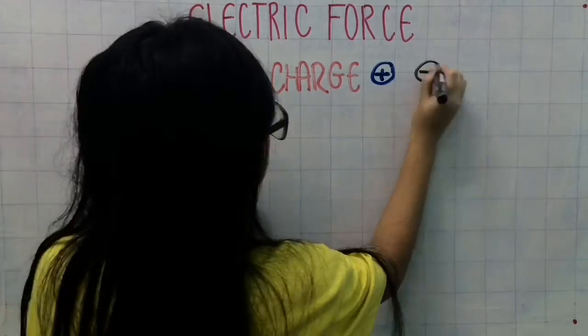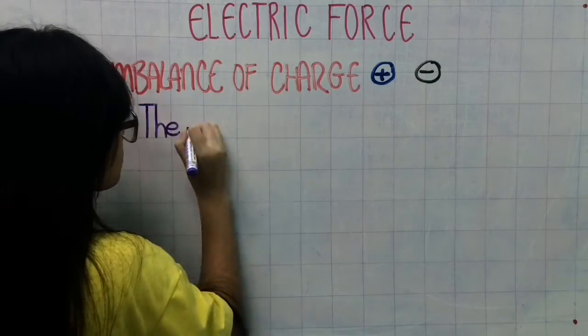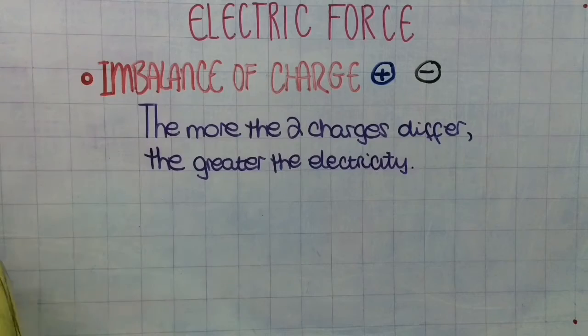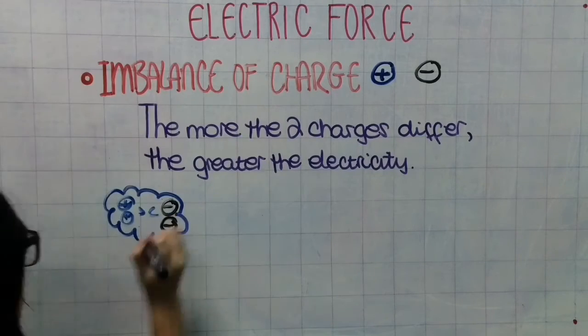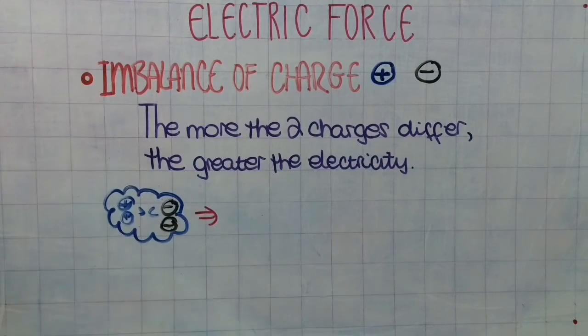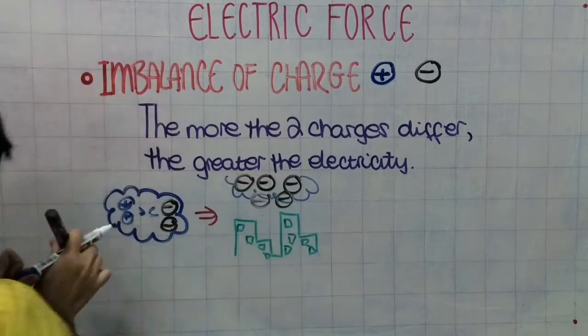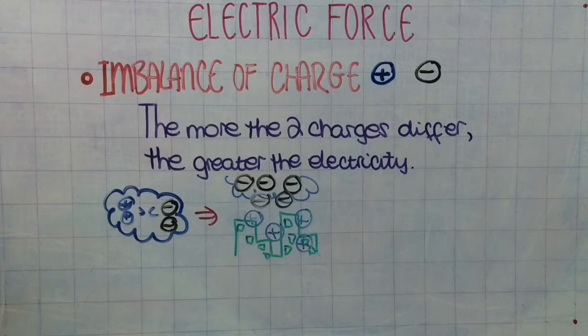The first reason is imbalance of charge. The more the two charges differ, the greater the electricity. Let's take lightning as an example. First, the particles inside the storm cloud will separate into negative and positive charges through collision. Negative charges go to the bottom.